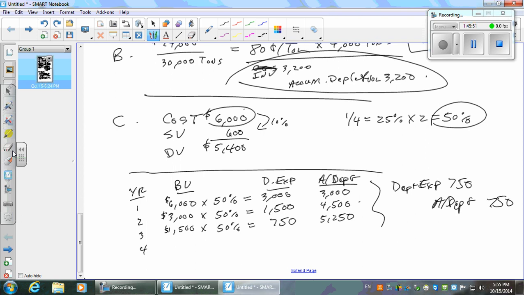What if it was year 4? What's the remaining book value? $6,000 less $5,250 is how much? $750. I'd like to take 50% of it. Can I do that? Of course not. I can't. Why not? Because all I need is what? To get up to $5,400. $150, right? Debit depreciation expense $150, credit accumulated depreciation $150, and this is $5,400, and I am done, right?